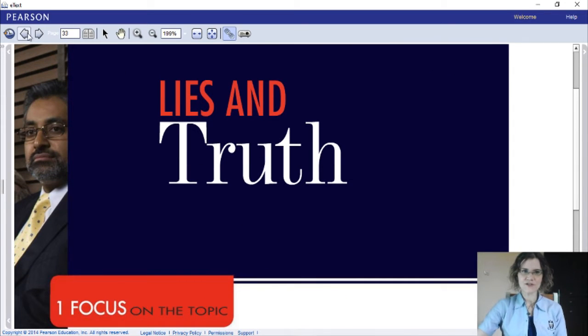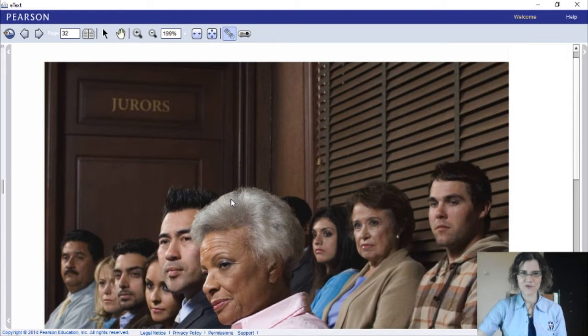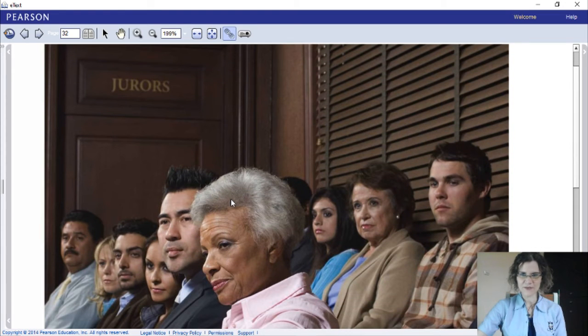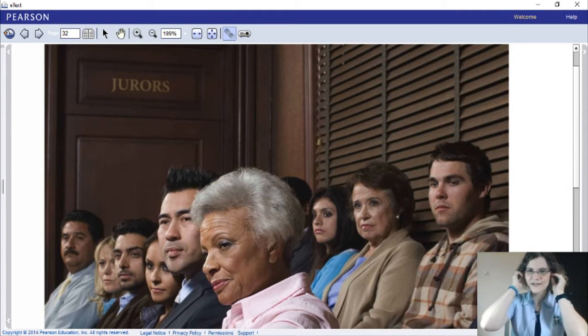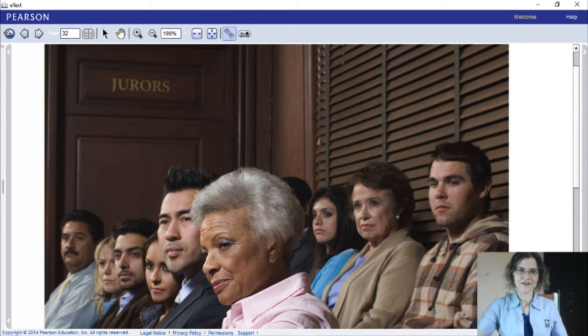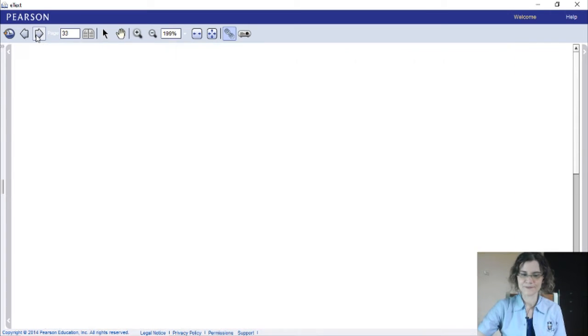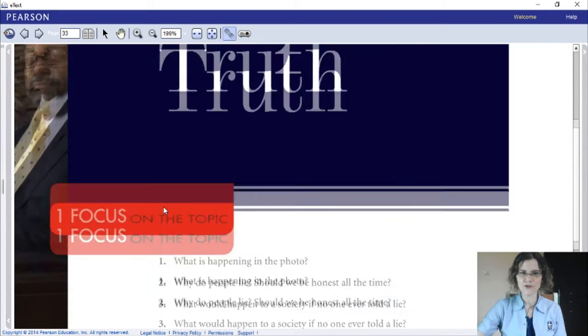Now, let's look at this picture. What is it you see in this picture? Serious faces, different people sitting all together. Now, if you are paying attention, you see here what is written on the door is jurors. So this is a jury for a court session. And these faces look very skeptical. Is this person telling the truth, or is this person lying? Exactly, that is what we're going to talk about.